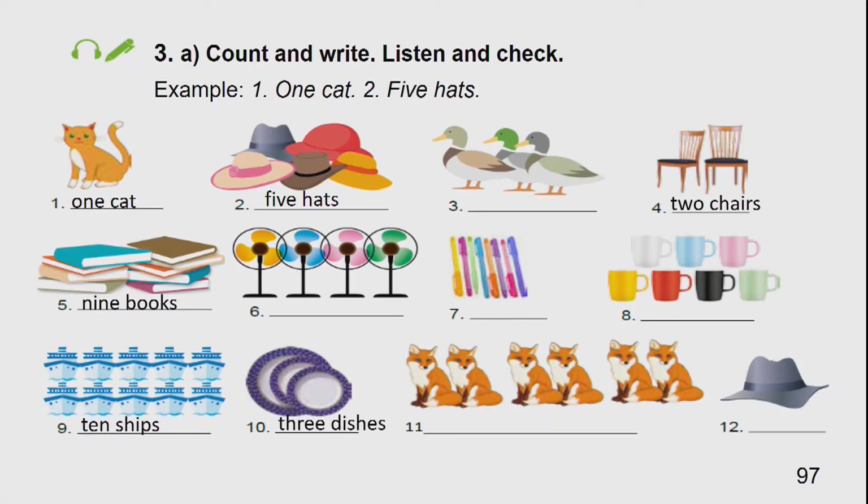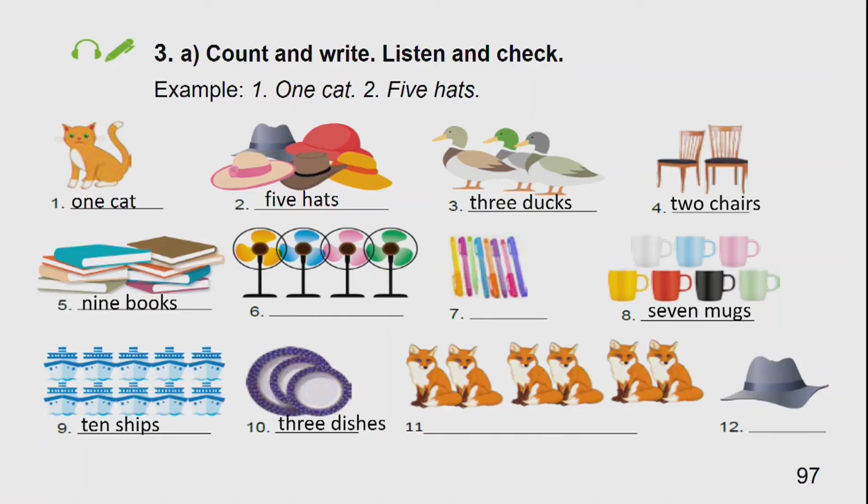Okay, picture 8. 1, 2, 3, 4, 5, 6, 7 mugs. Picture 3. 1, 2, 3 ducks. Picture 12. 1 hat. We don't bend because it's not plural. Okay, let's continue. Picture 6. 1, 2, 3, 4 fans.